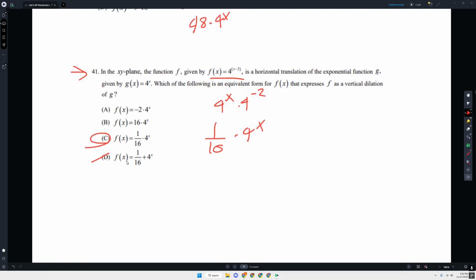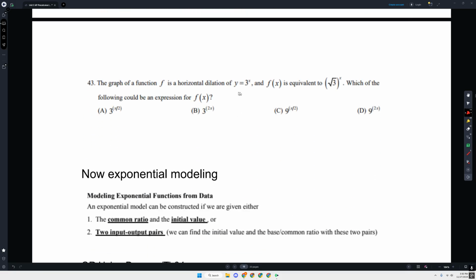If there's no questions, we'll keep going. So I'll let you solve this one. It says the graph of function f is a horizontal dilation of y = 3^x, and f(x) is equivalent to the cube root of x. Which of the following could be an expression for f(x)?